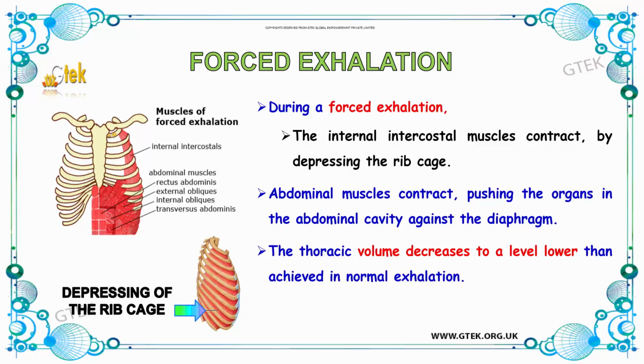The abdominal muscles contract, pushing the organs in the abdominal cavity against the diaphragm. The thoracic volume decreases to a lower level than achieved in normal exhalation. Here, the depressing of the rib cage is over here. The abdominal muscles and rectus abdominis are represented over here.